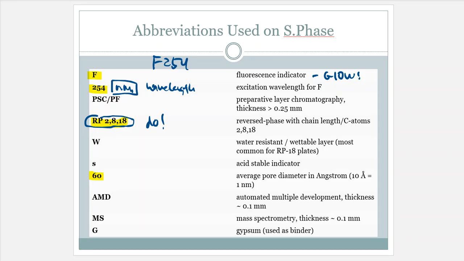So there's 2 carbon chains hanging off of the silica. There's 8 carbon chains that are hanging off of the silica. There's 18 carbon chains hanging off of the silica. That's what those are. All those carbons are holding hands one after another to make these really long trains of carbons that are the really long fingers that are coming off of the stationary phase.